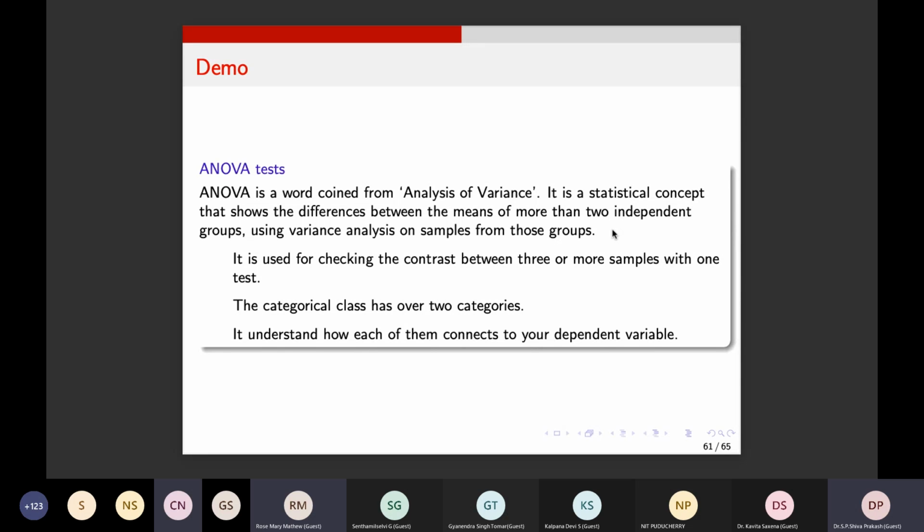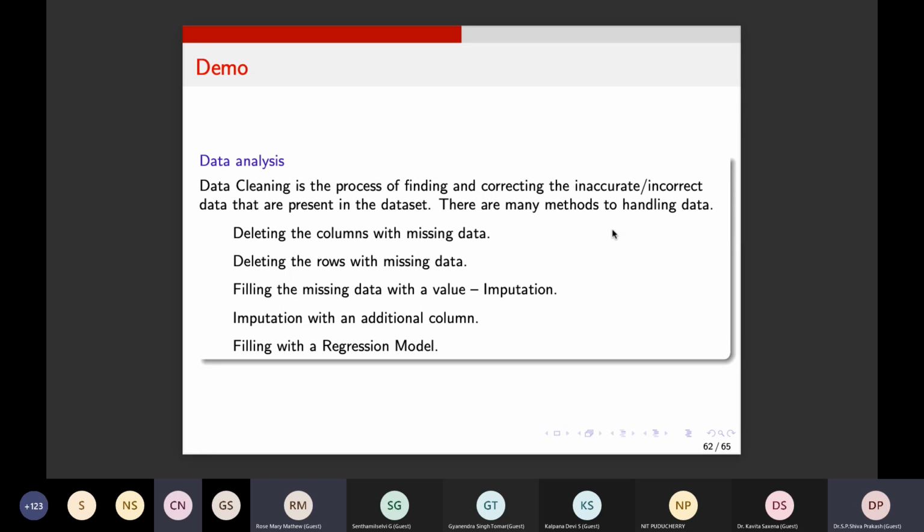So when we talk about data analysis, data cleaning is a process of finding and correcting the inaccurate or incorrect data that are present in the data set, right? There are different methods to handle this: deleting the columns with missing data, deleting the whole rows with missing data, filling the missing data with a value, which we call imputation, imputation with an additional column, or filling with a regression model, right?